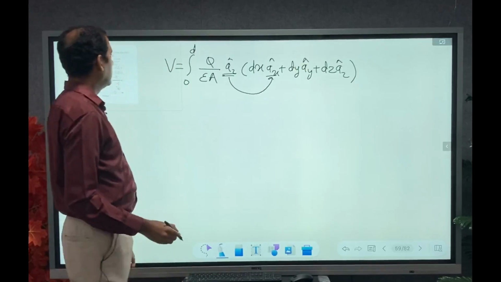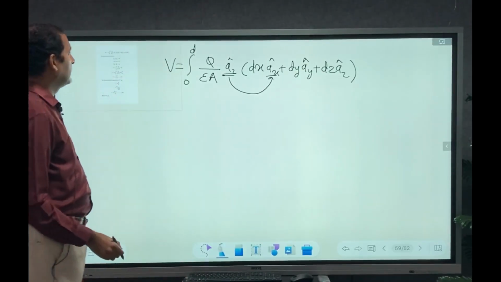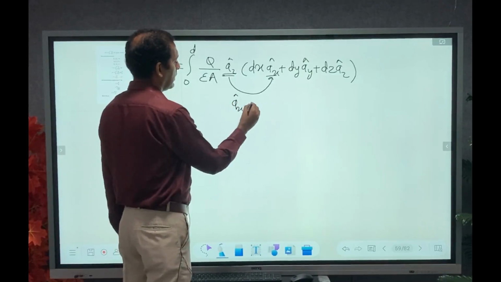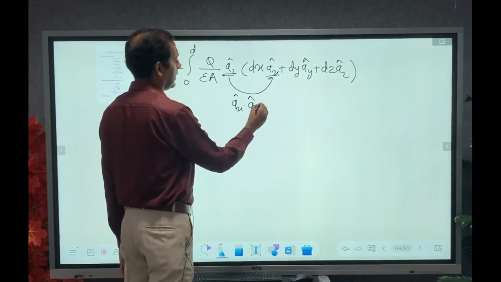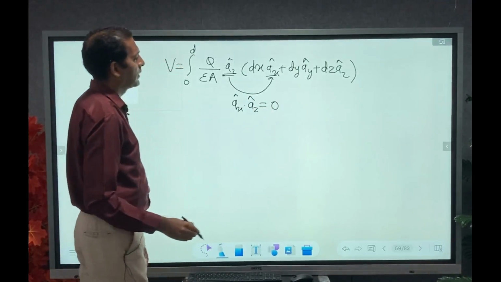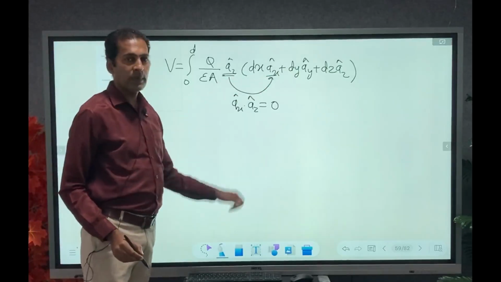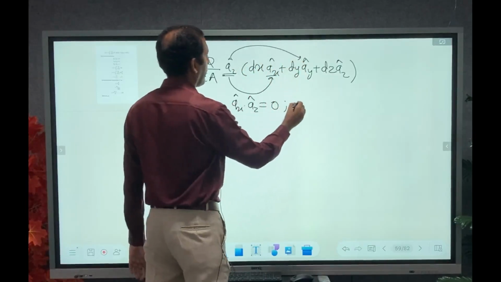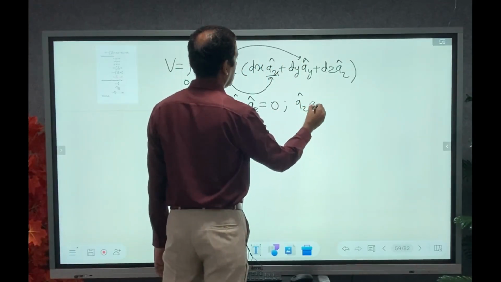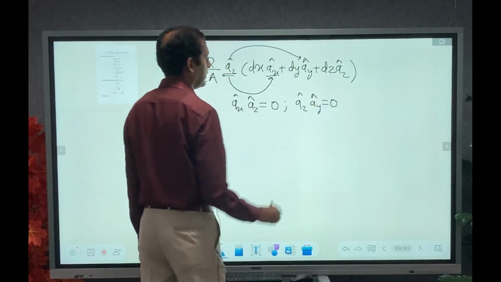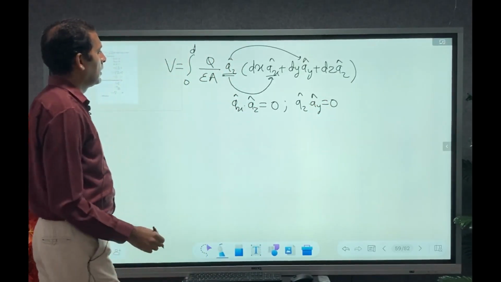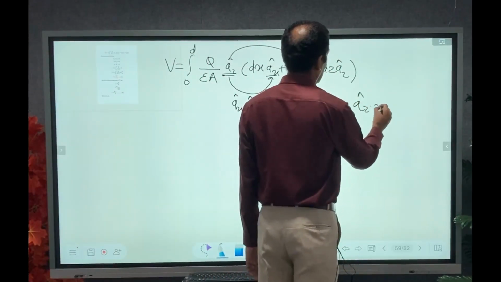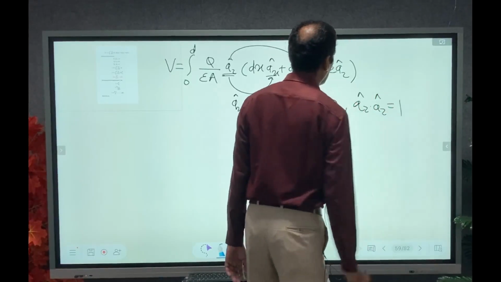So if we take the multiplication of az into ax, what is the rule? If any dissimilar directions are taken in a dot product, the answer will be 0. So az cap dot ax cap will be 0. Similarly az cap into ay cap will be equal to 0. But if we have a similar unit direction product, then it will be equal to 1.